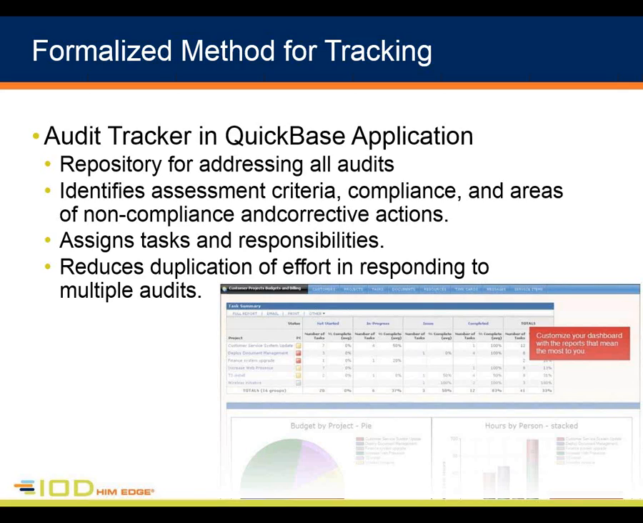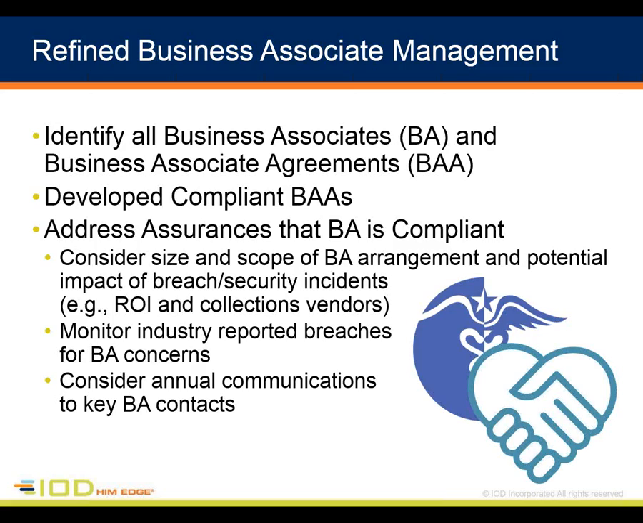Another large focus from the OCR that they have stressed in a recent article is to identify all your business associates within your organization and be sure that your business associate agreements are in compliance with the omnibus rule. You need to address assurances that your business associate is compliant with privacy, security, and breach notification. They should be willing to share with you their audit results and their risk assessments. Consider the size and scope of the business associate arrangement that you have within your organization and what potential impact that business associate has to breach and security incidents. Monitor industry-reported breaches for business associate concerns, and I really strongly recommend that you consider annual communications with your business associate's privacy officer and compliance officer.